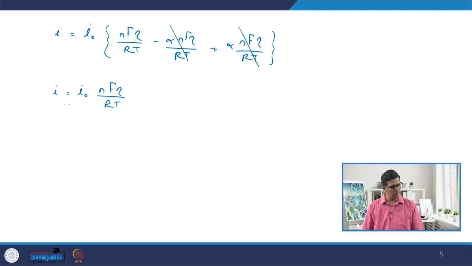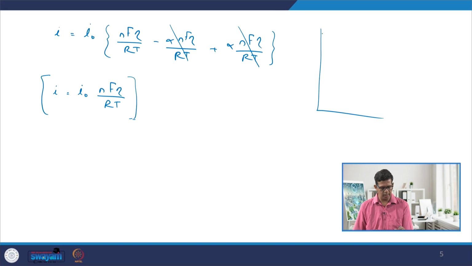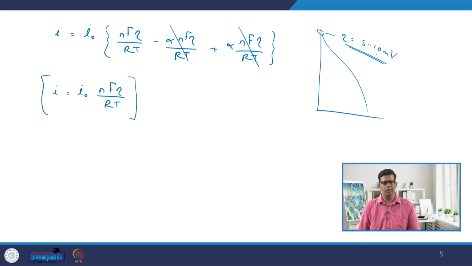So if we look at this expression, when eta is very small, we are operating somewhere here, and this eta is somewhere around 5 to 10 millivolts. So it is a very small number. As we can see, this is in the form of V equals IR.